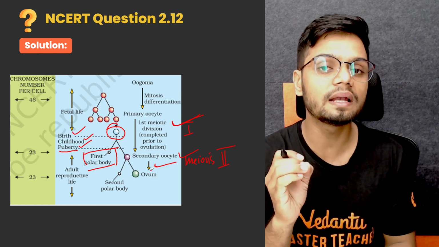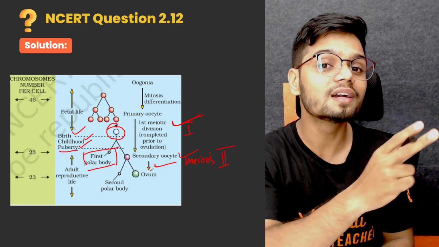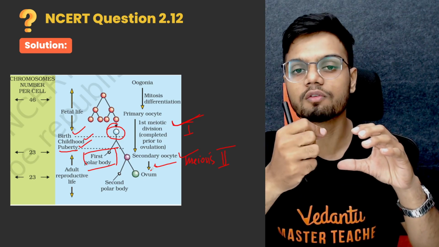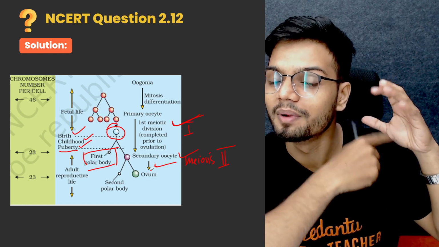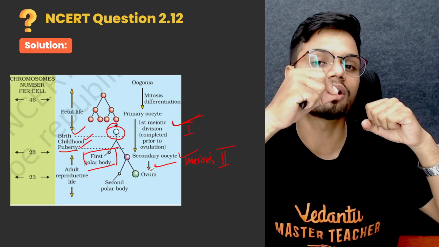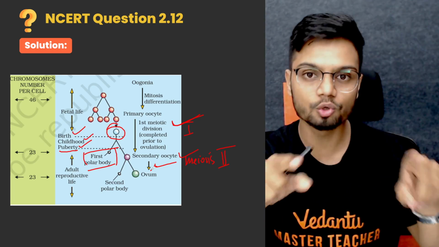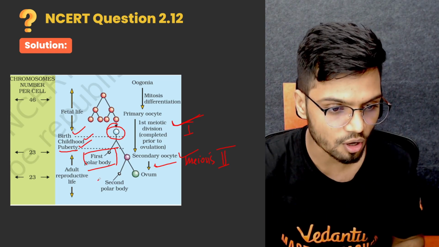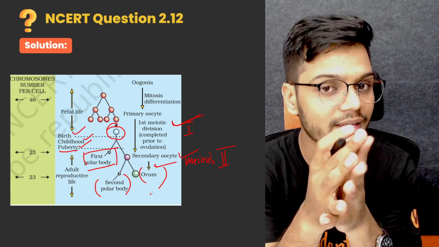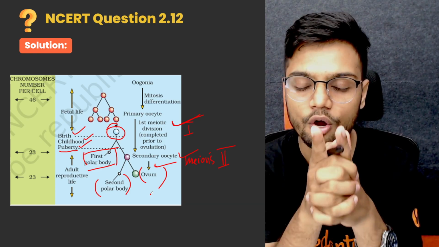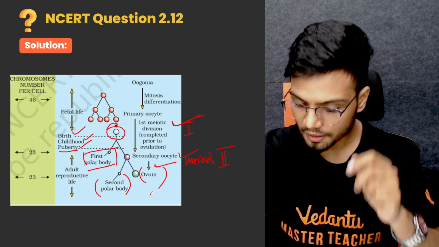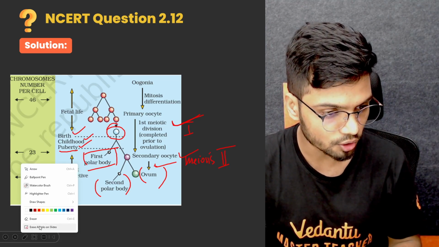Meiosis 2 is completed only during fertilization. When the sperm comes in contact with the secondary oocyte, which is present inside the Graafian follicle, meiosis 2 is completely finished, which results in the formation of the second polar body and also the ovum. So the second meiosis is finished only when the sperm comes in contact with the ovum. That's right. Now that is your oogenesis.